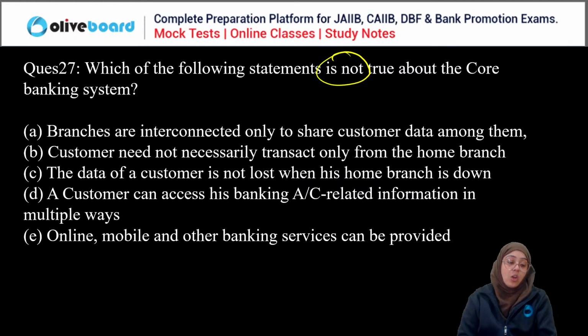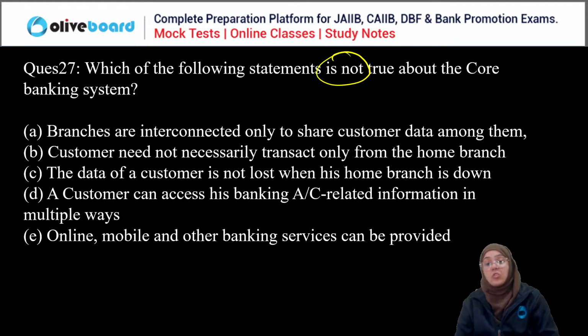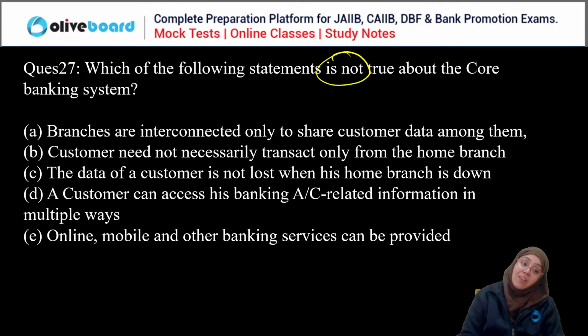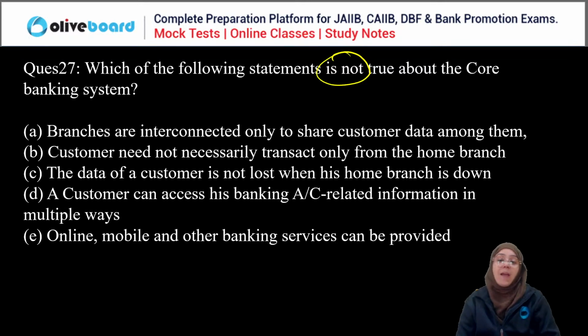Which of the following is not true regarding the core banking system? Branches are interconnected only to share customer data among them. Customer need not necessarily transact only from the home branch. The data of the customer is not lost when the home branch is down. A customer can access his banking account related information in multiple ways. Online, mobile, and other banking services can be provided.